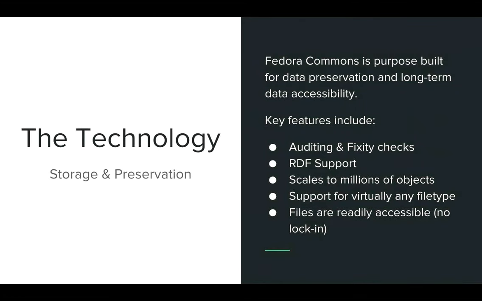The final core component is Fedora Commons. This is the layer that stores and preserves all of our digital content. Fedora Commons is purpose-built for data preservation and long-term data accessibility. Some key features of Fedora Commons include auditing and fixity checks, RDF, XML support. It's able to scale to millions of objects. It has support for virtually any file type, and it's built for interoperability. You can export and migrate your data in a format so that it can be stored elsewhere should you choose.